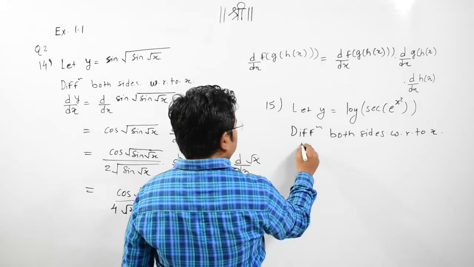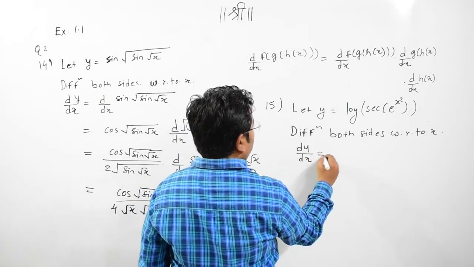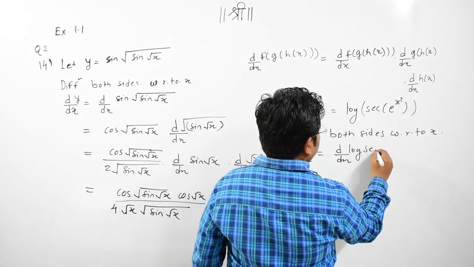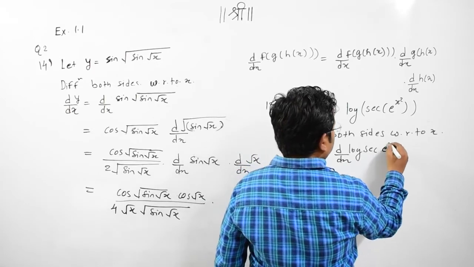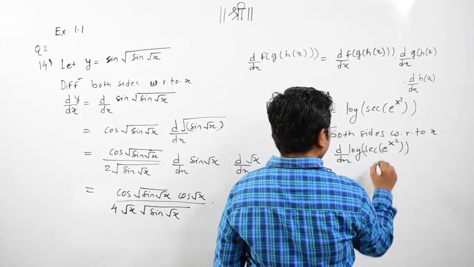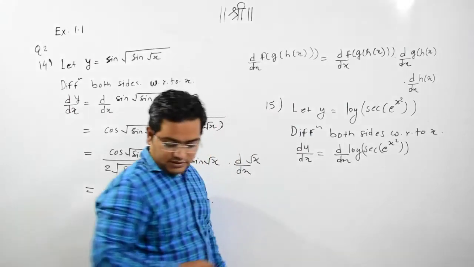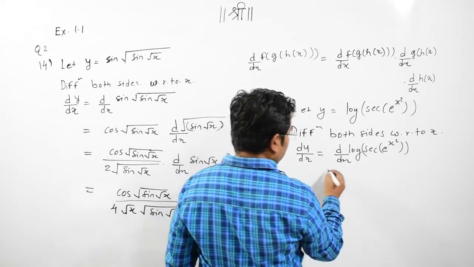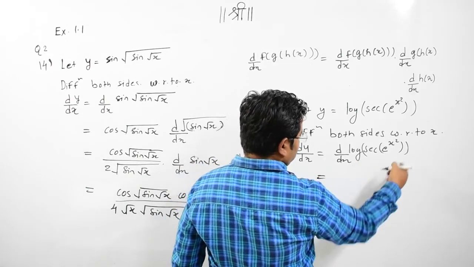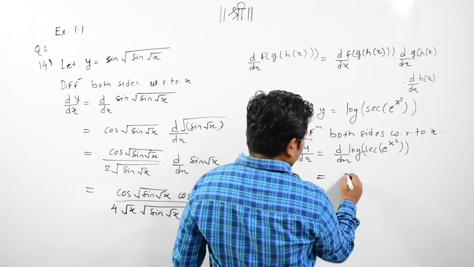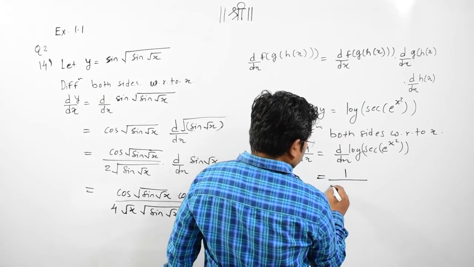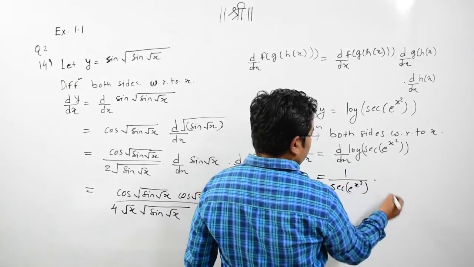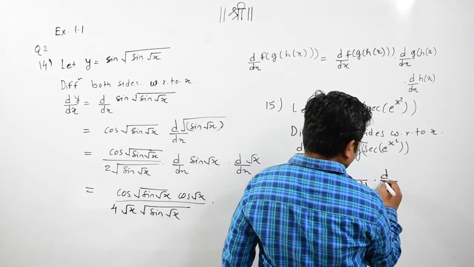So d/dx of y is equal to d/dx of log of sec of e raised to x square. Up to this point good. Now the next step, what do we need to use? What is the derivative of log of sec e raised to x square? It is nothing but 1 upon sec e raised to x square. Next step, we need to differentiate sec e raised to x square.